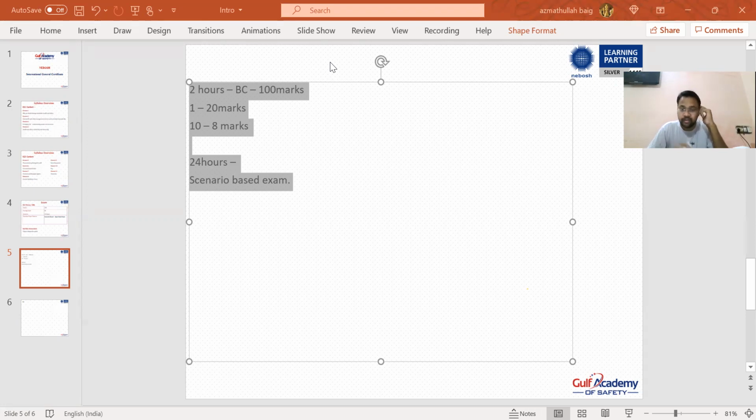So don't compromise. You have only 1 month. For this 1 month, give 100% commitment to your IGC. Inshallah, you'll pass. If you understand the subject, if you know how to understand the scenario, and if you know the concept, you will definitely pass. There is no big thing.